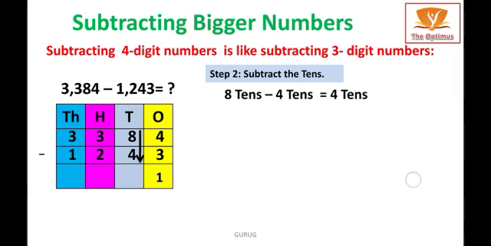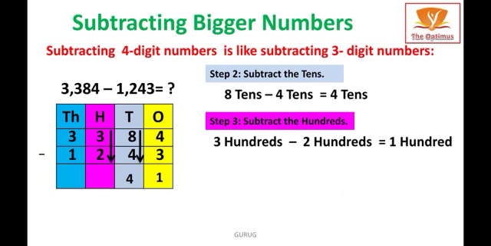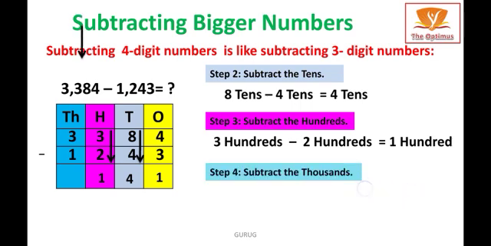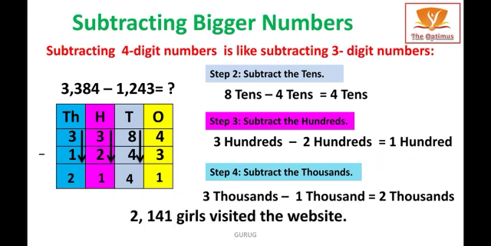Subtract the hundreds. 3 hundreds minus 2 hundreds equal to 100. In this 100, 1 I am going to write in hundreds place. Step 4. Subtract the thousands. 3,000 minus 1,000 equal to 2,000. In this 2,000 I am going to write in thousands place. Therefore, 2,141 girls visited the website.